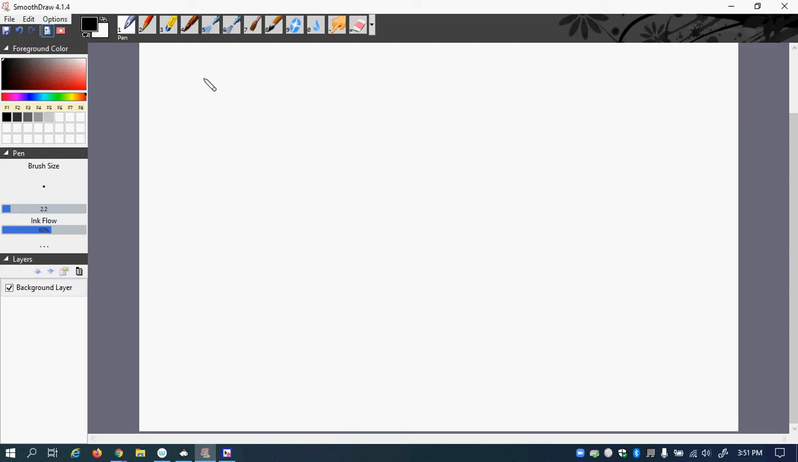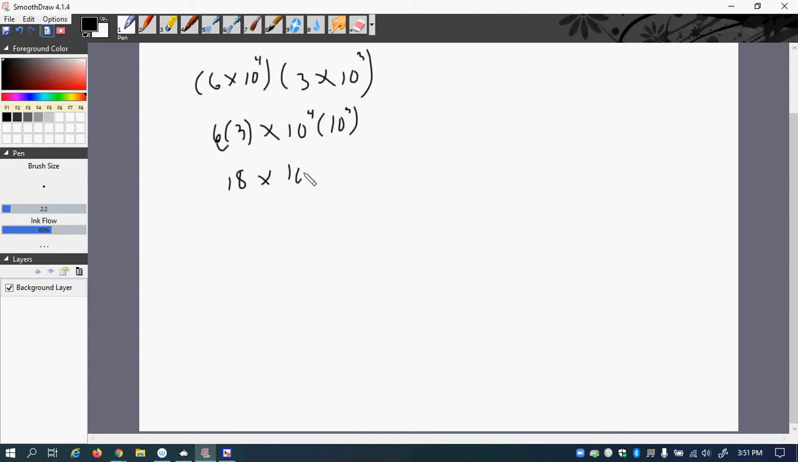So we have parentheses 6 times 10 to the fourth power, and then we have it multiplied by, let's say, 3 times 10 to the third power. Okay, so you would go ahead and take the 6 and multiply it by the 3, and then you would also do the 10 to the fourth multiplied by 10 to the third. So 3 and 6 make 18 times 10, and this is to the seventh because we're adding, right?